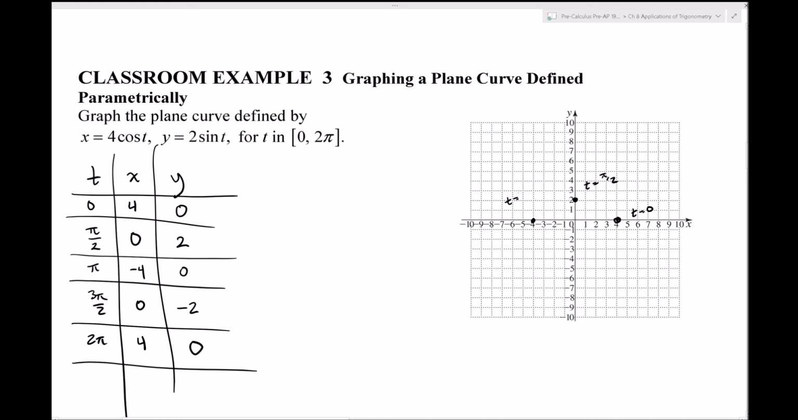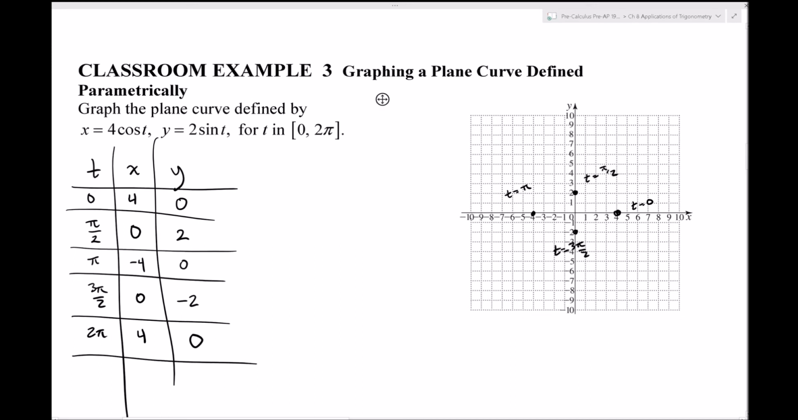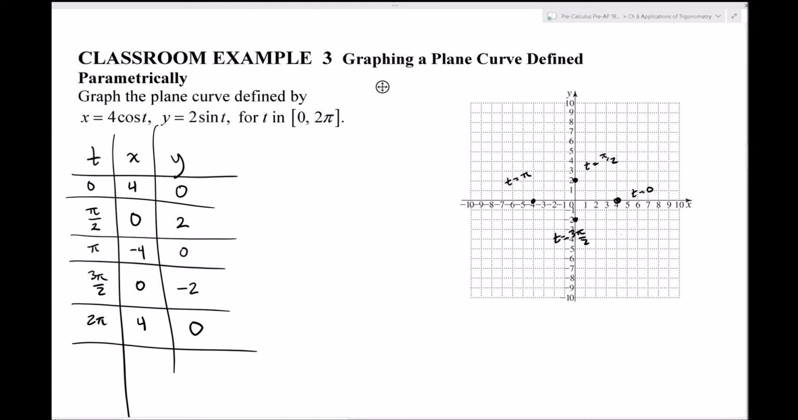T equals pi. And there's going to be 2 more. 0, negative 2. That's when t equals 3 pi over 2. And then 4, 0. And that's back where I started. So this is also for 2 pi. So I might need some more points in between, but if I were to guess, that looks like an ellipse.